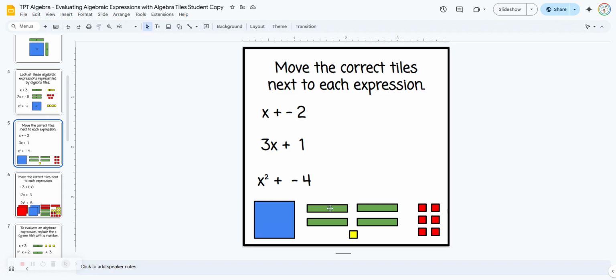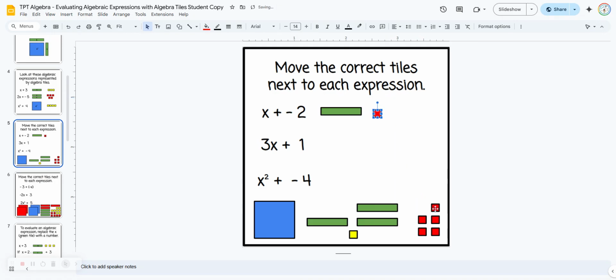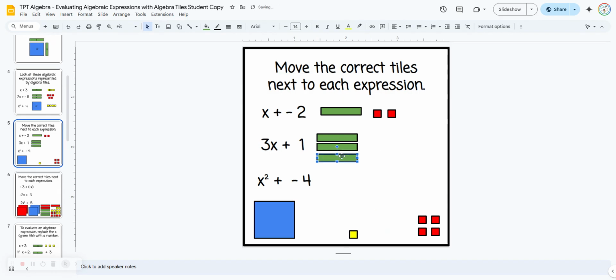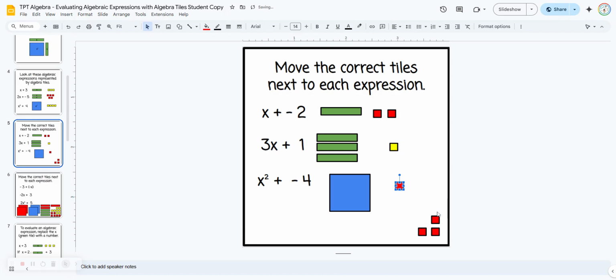So x plus -2 would be an x, and then 2 of the red tiles for -2. 3x plus 1 would be 3 of the green tiles. And they just click and hold on the edge of each one of these, and then they can move them into place. And then a positive 1, and then x squared, and -4. So on this slide, they're going to use every tile.